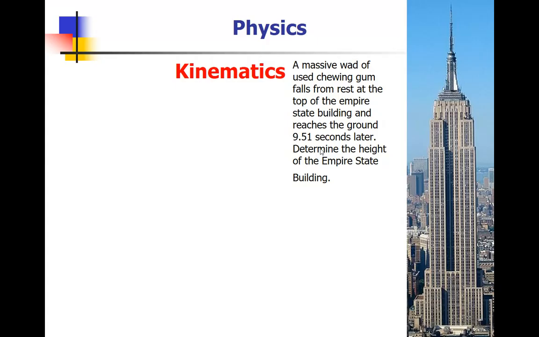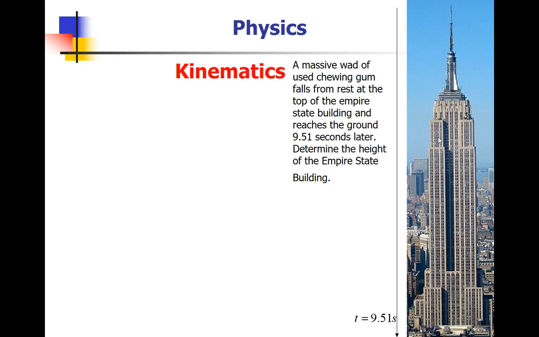Well, let's go back to our problem. A massive wad of used chewing gum falls from rest at the top of the Empire State Building and reaches the ground 9.51 seconds later. Determine the height of the Empire State Building. Read it. After I read it, I always diagram it. Well, here's my wad of chewing gum falling for 9.51 seconds. Oh, by the way, no extra credit for your architecture, artwork, and being able to draw the Empire State Building.